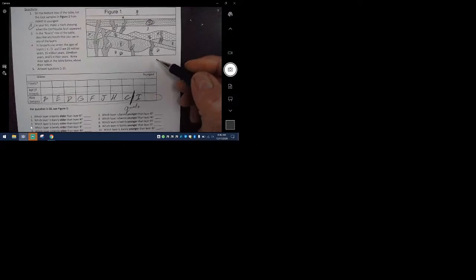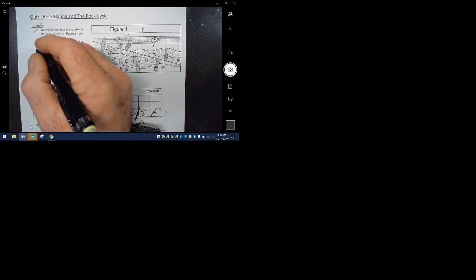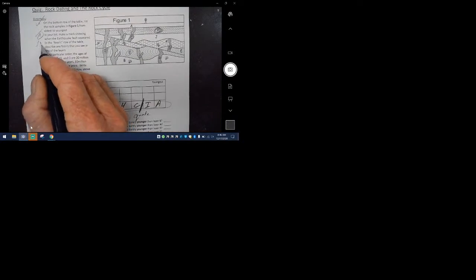And then the youngest one is A. All right, so I got those out of the way. Now, I've done this, and I've done this, and I can go ahead and do the next part. And then I'm going to go up and do number 3.